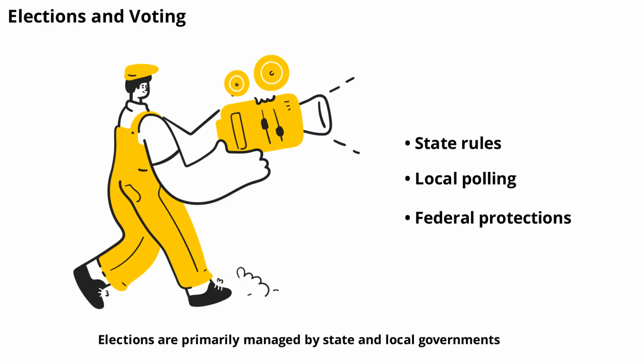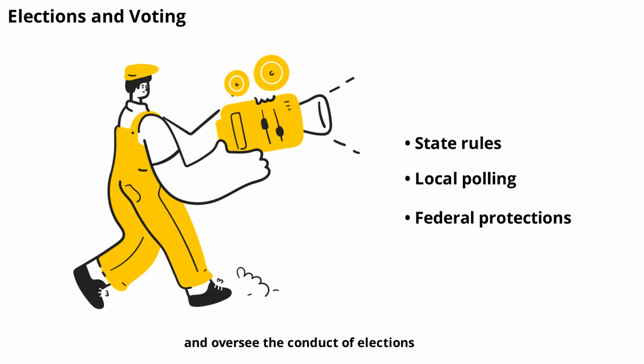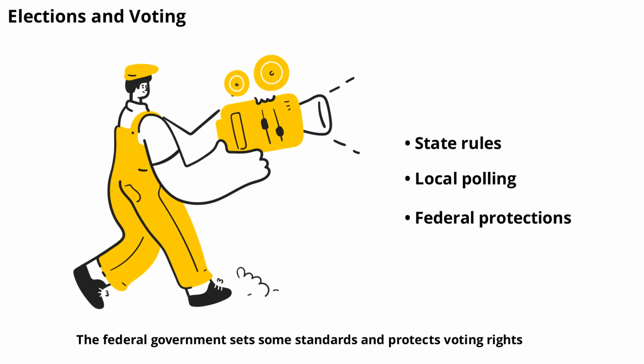Elections are primarily managed by state and local governments. States set voting rules, manage voter registration, and oversee the conduct of elections. Local governments run polling places and count votes. The federal government sets some standards and protects voting rights, ensuring fair and accessible elections.